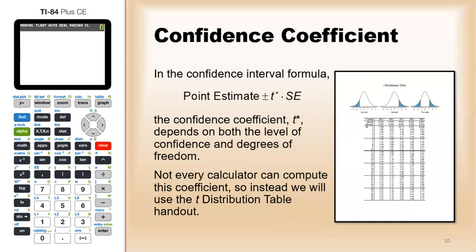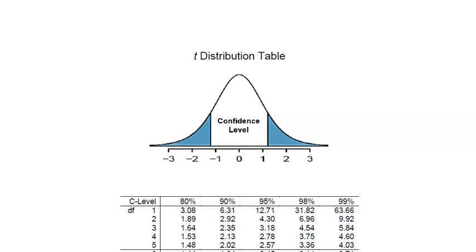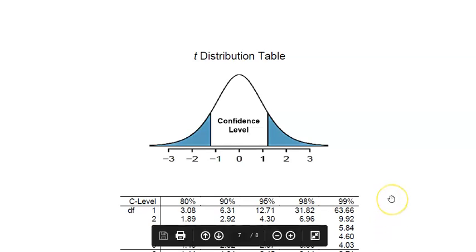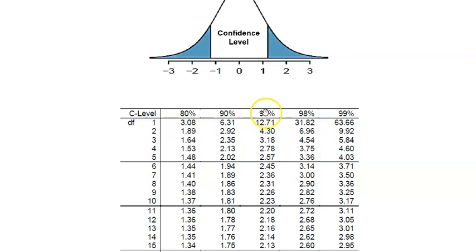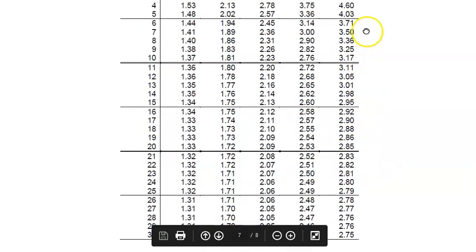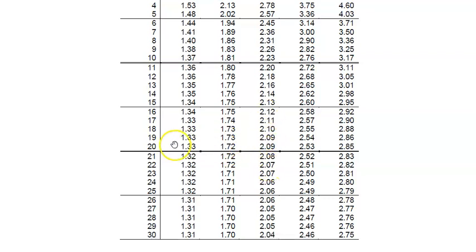You can find it among other places, but you can find it in the back of that inference guide that you should have received in your messages a while ago. The way you read this is you look for the correct confidence level: 80%, 90%, 95%, 98%, 99%. Pick your confidence level and then scroll down to the correct degrees of freedom. So 95% was this third column, 20 degrees of freedom. The coefficient for 95% with 20 degrees of freedom is 2.09.